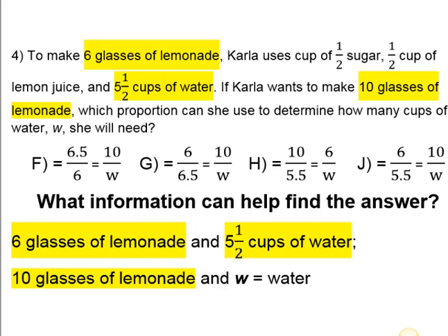And this is tricky because we don't need to know about the 1/2 cup of sugar or the 1/2 cup of lemon juice. We don't need to know those things. And that's why it's very important when you first look at a problem to see what you are looking for, because there will be information sometimes in your problem that you aren't going to use, and you don't want it to distract you or throw you off.